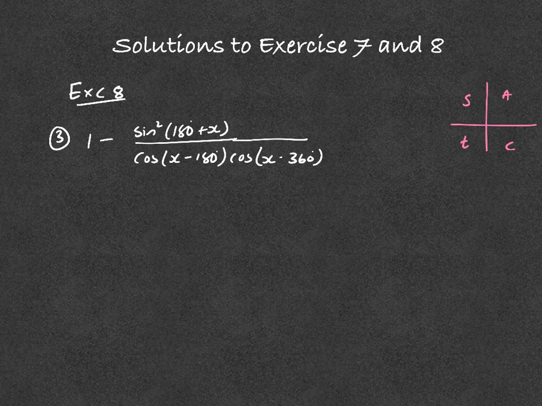Question 3. We've got 1 minus sine square (180 plus x). So 180 plus x is quadrant 3.